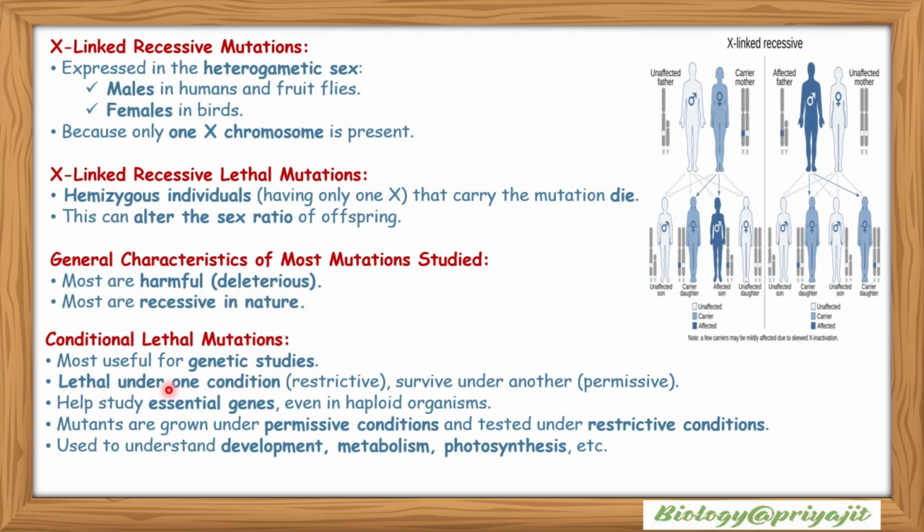Conditional lethal mutations are most useful for genetic studies. They are lethal under one condition, that is restrictive, and survive under another, that is permissive. So it helps study essential genes even in haploid organisms. Mutants are grown under permissive conditions and tested under restrictive conditions. So it is used to understand development, metabolism, photosynthesis, etc.